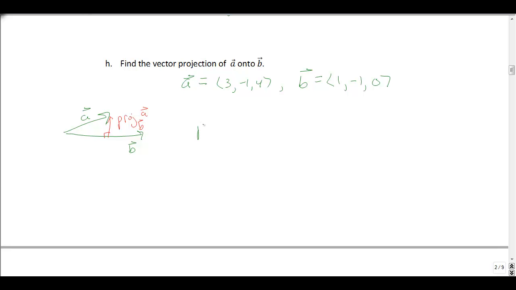And the formula for that, so we're going to do a projection of a onto 1, -1, 0. We're going to project 3, -1, 4. That formula is I'm going to dot my two vectors, 3, -1, 4, dotted with 1, -1, 0. And I'm going to divide by the magnitude of the vector I'm projecting onto. That's b, or 1, -1, 0 in this case, but that magnitude squared. And then I'm going to multiply by the vector 1, -1, 0. So this is going to give me a vector, some sort of multiple of this vector here.